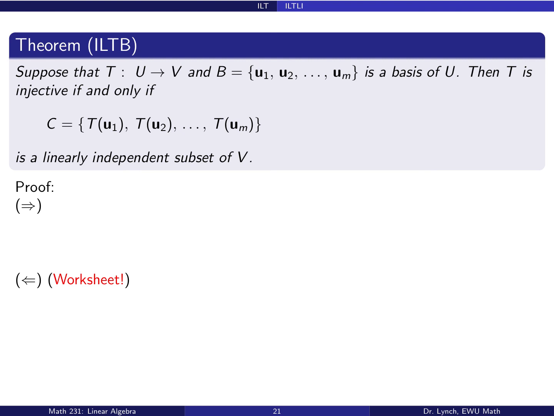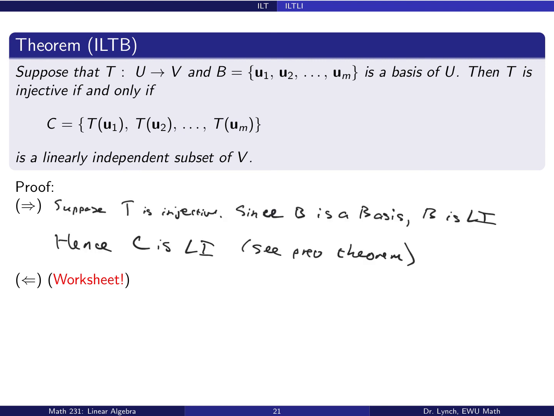Okay, so we can combine that previous theorem with a statement that B is a basis to come up with a theorem that T is injective if and only if the image of a basis is linearly independent. Okay, so again here I'll prove half of this and you can prove the other half. The proof of my half is pretty straightforward. If T is injective and B is a basis, then B must be linearly independent, right? Every basis is linearly independent. So C is linearly independent also, just by the previous theorem.